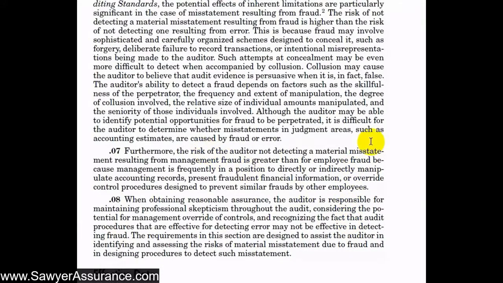The risk of the auditor not detecting a material misstatement resulting from management fraud is greater than for employee fraud, because management is frequently in a position to directly or indirectly manipulate the accounting records to present fraudulent financial information or override control procedures designed to prevent similar frauds by other employees. Therefore, management is a big risk for us as far as fraudulent activity, because they have the ability to override controls. The problem is that management frequently provides most of the information we obtain. That's why throughout all of the sections we see a lot about professional skepticism, and that we should trust but verify, so to speak.